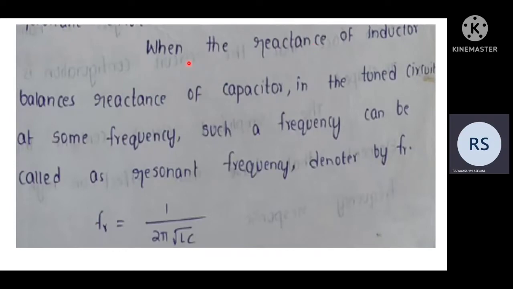When the reactance of the inductor balances the reactance of the capacitor in the tuned circuit at some frequency, such a frequency is called the resonant frequency, denoted by F suffix R. R is for resonant, F is for frequency. F_R equals 1 by 2 pi root of LC.